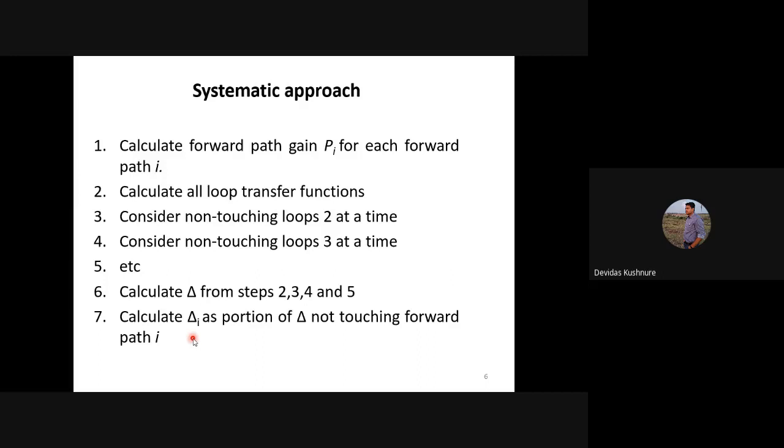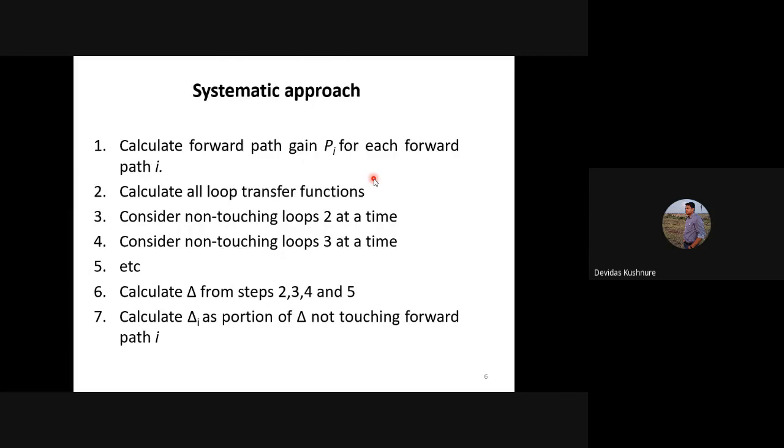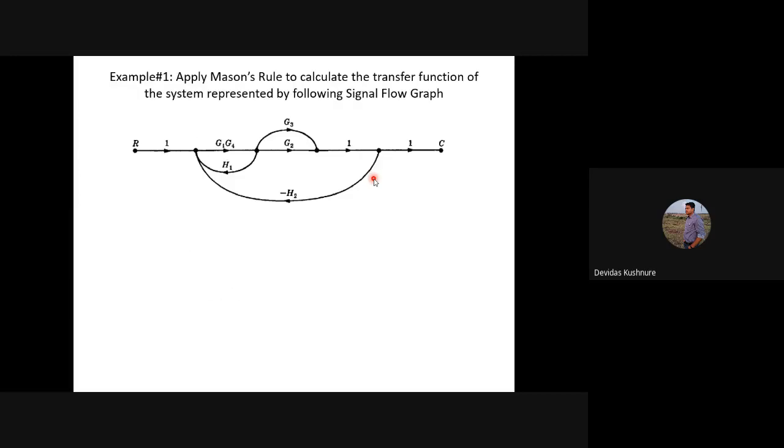And after calculating all these things, we have to put them in the formula. So we have to expand this formula depending upon the value of small n, which is the number of forward paths. Let's say we have 2 forward paths, so the expansion will be p1 delta 1 plus p2 delta 2 divided by delta, right? So that expansion we need to know. By following this procedure, we can get the transfer function very easily.